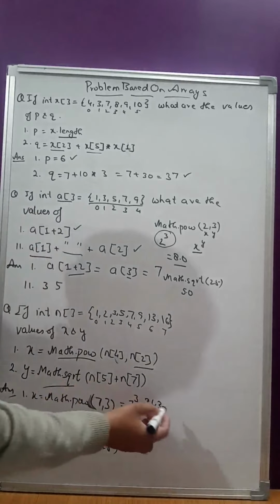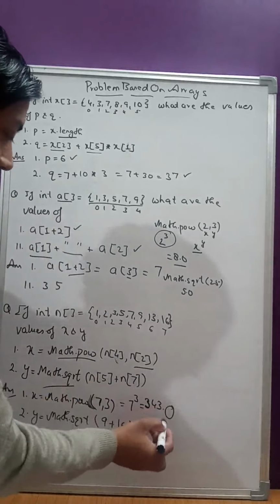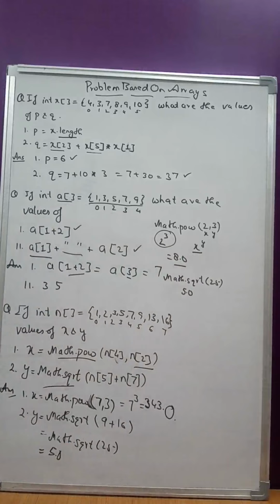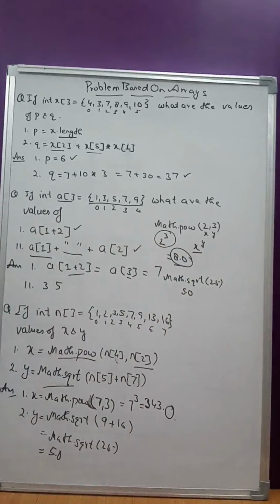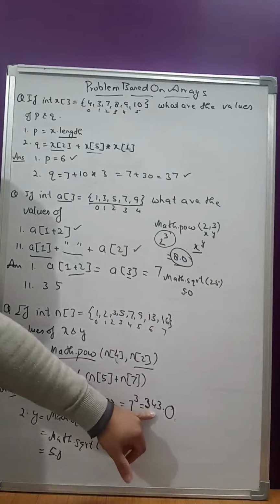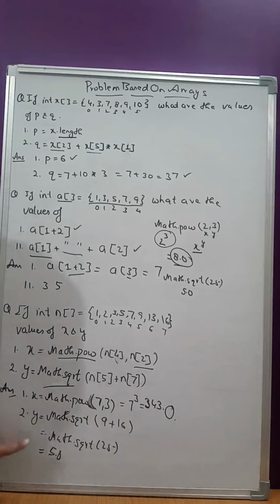One more thing to add over here, 343.0 will be the exact value for this, as I have told you that the value returned will be in the double form. So the value for the first, that is x, is equal to 343.0, and for y the value is 5.0. In this manner you will be solving these kinds of questions.